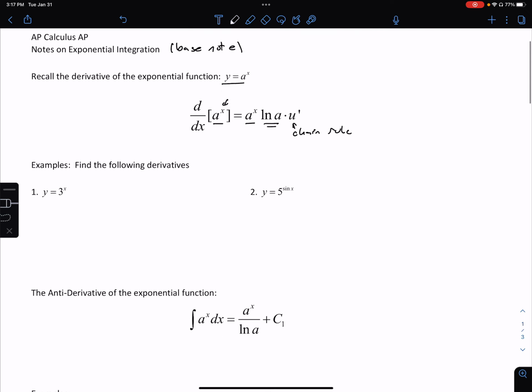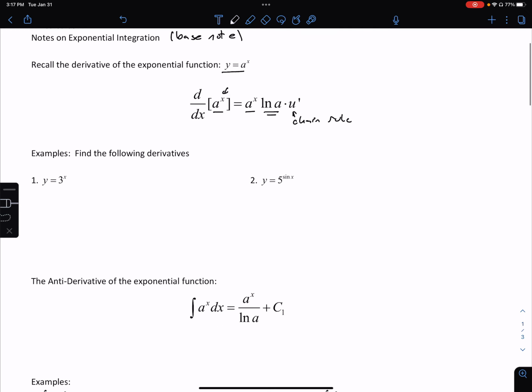So we want to find the following derivative. Take the derivative of y equals 3 to the x. My rule says we're going to get the function back right here. So we would get 3 to the x times the natural log of the base. Now there is a chain rule. There's always a chain rule. But in this case, the derivative of x is just 1. So there's my answer.